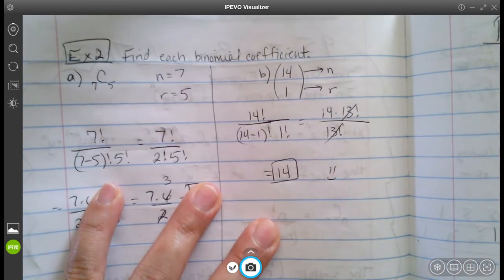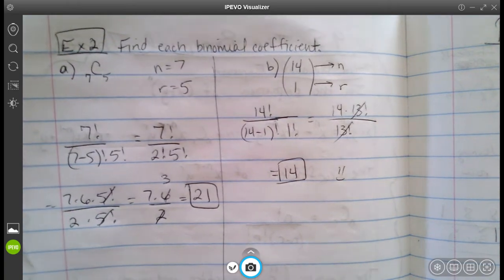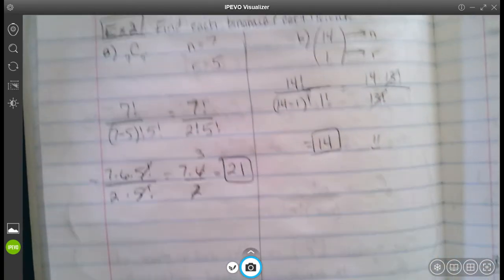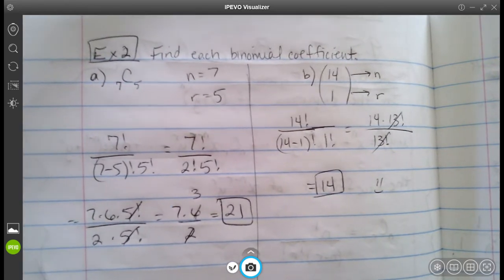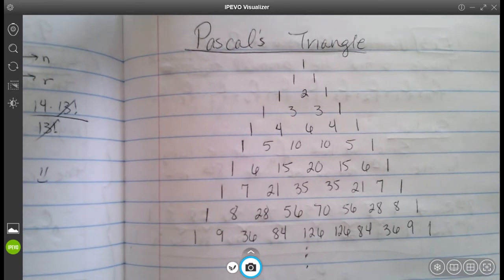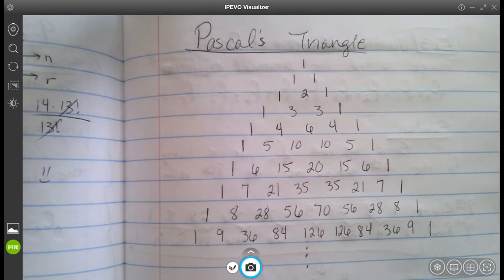Very cool. And I actually left a whole bunch of space down here. So if you want to do the next part here, you can. But I recommend you do the next part together because we have something kind of new here. We have this thing called Pascal's triangle, named after Pascal. I'm not going to go too much into history here, but check this out.